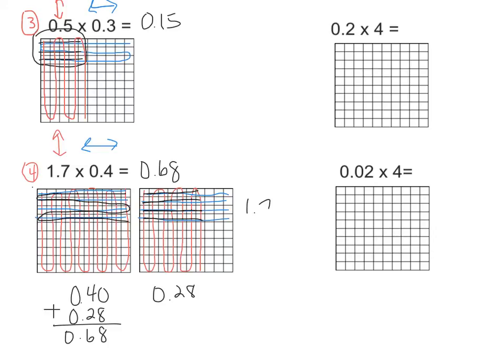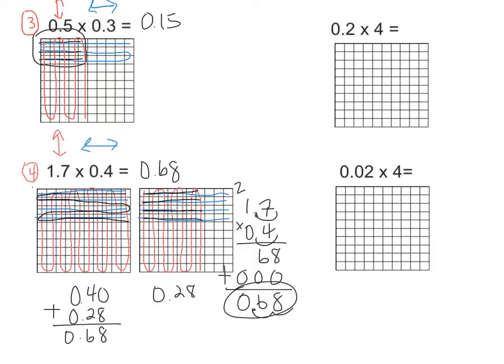And I will show you that it works the same way as the algorithm. 4 times 7 is 28. 4 times 1 is 4, plus 2 is 6. There are two numbers behind the decimal. So my answer is 0 and 68 hundredths.